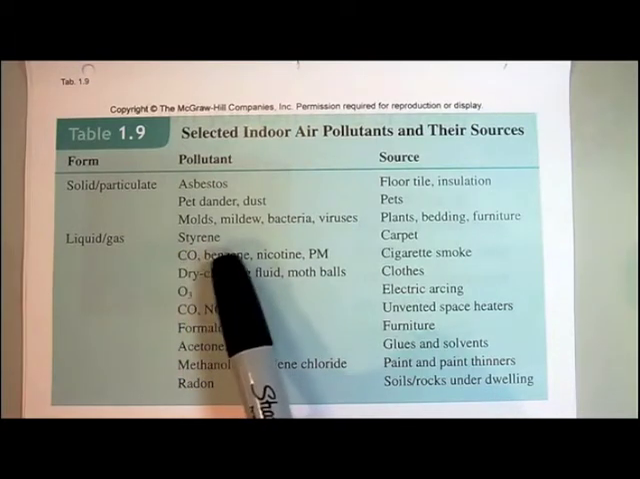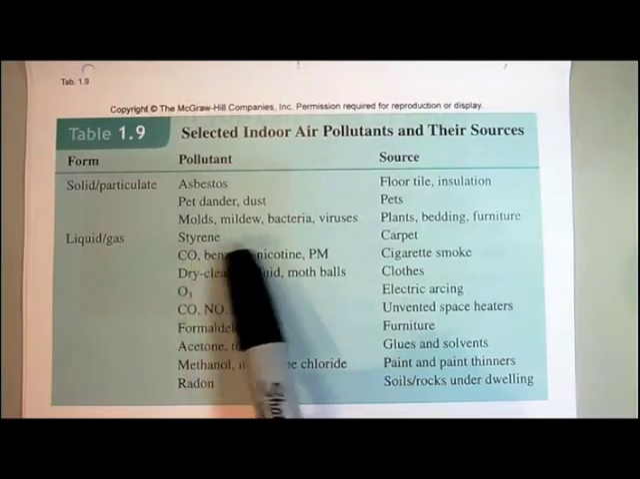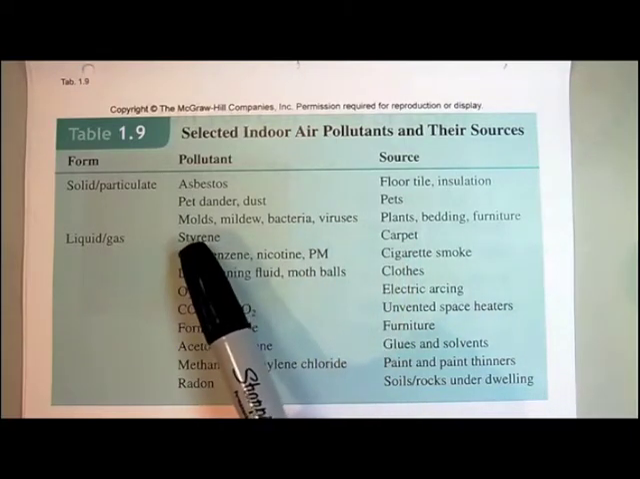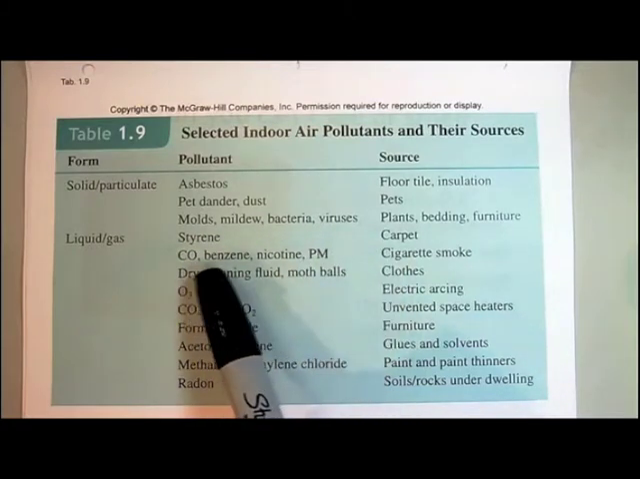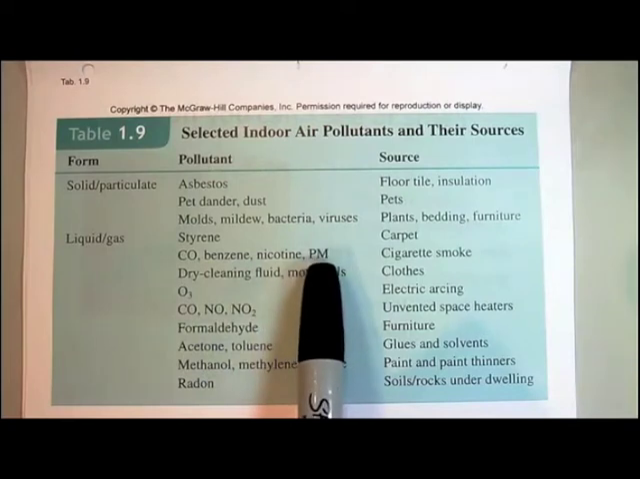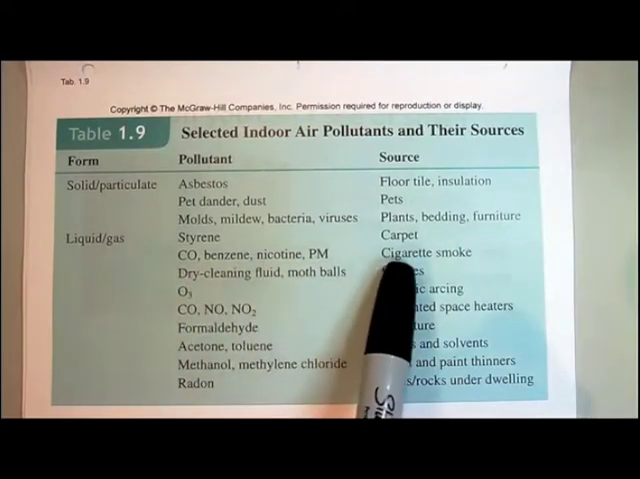Then the liquids and gases. Some are common, like styrene, which is a plasticizer in some polymers, and that can come from carpet, for example. It's volatile, and it can evaporate out of new carpets. Carbon monoxide, benzene, nicotine, and particulate matter, all of those nasties come from cigarette smoke.